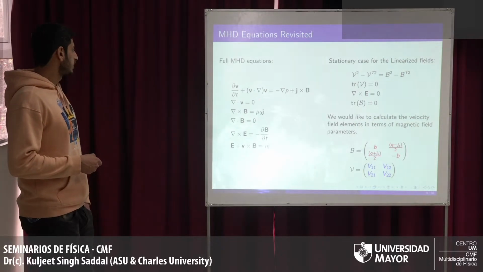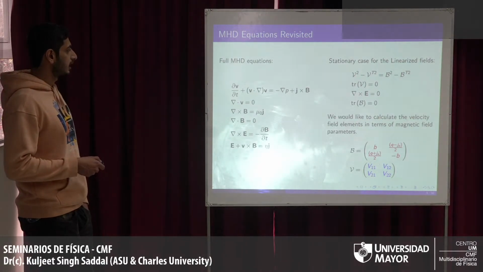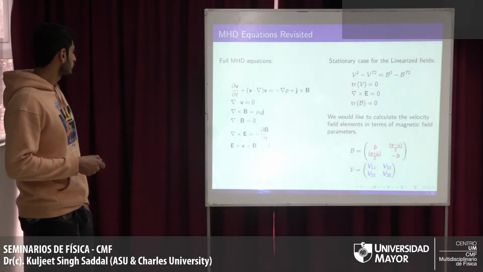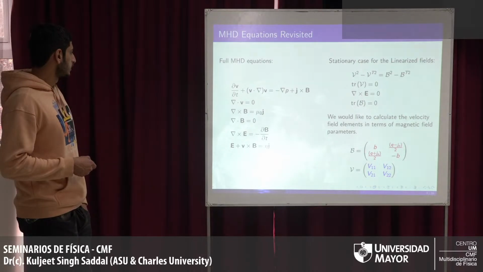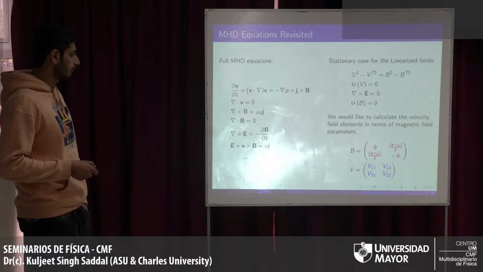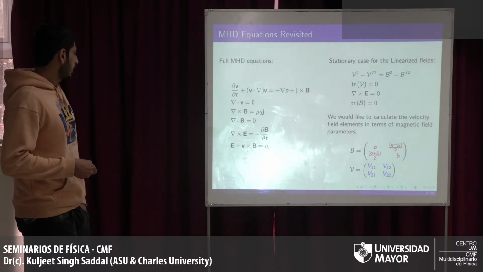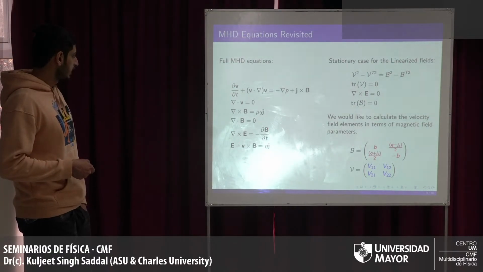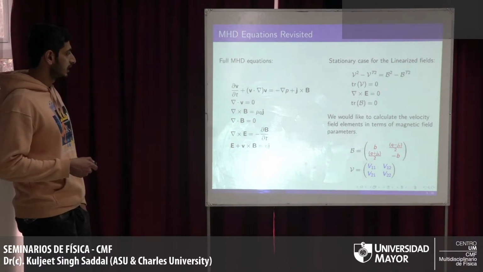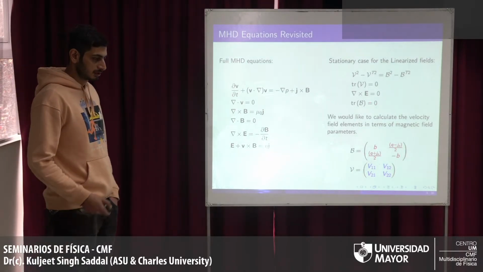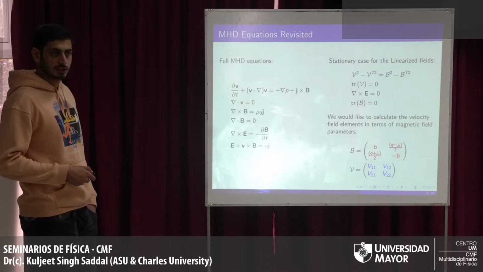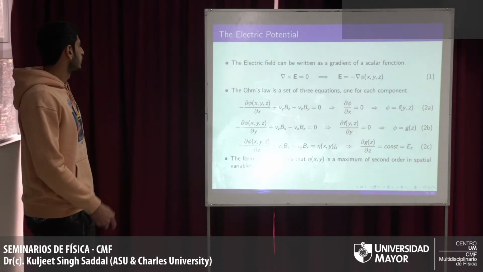Then the condition of incompressibility basically means that the trace of V should be 0, and that's why V can only be saddle points. This is the definition of current. This is trivially satisfied because of the form of B. And instead of using the induction equation, we use these two equations separately. So we'll use del cross E equal to 0 to write E as a gradient of a scalar potential, and then we'll solve the Ohm's law equations with this. So let's get into it.